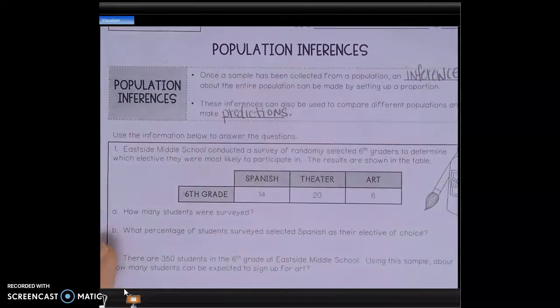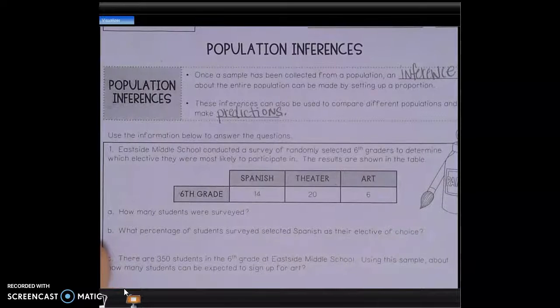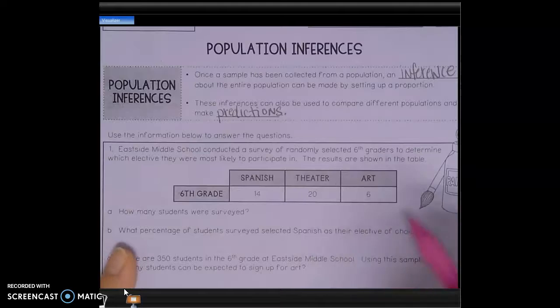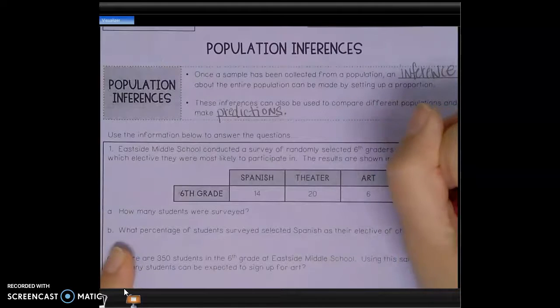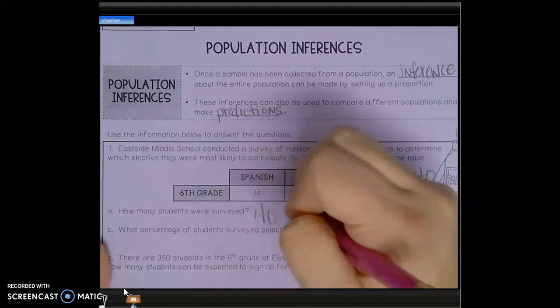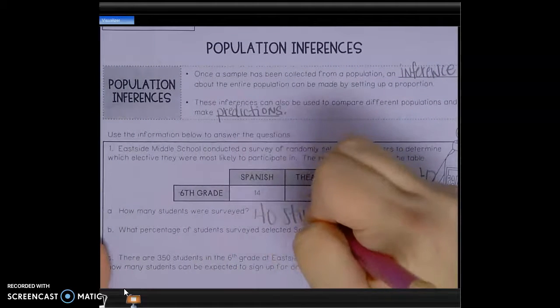Eastside Middle School conducted a survey of randomly selected sixth graders to determine which elective they were most likely to participate in. The results are shown in the table. So we have sixth graders, 14 that chose Spanish, 20 that chose theater, and 6 that chose art. If we add those together, we get a total of 40. How many students were surveyed? Okay, 40 students.